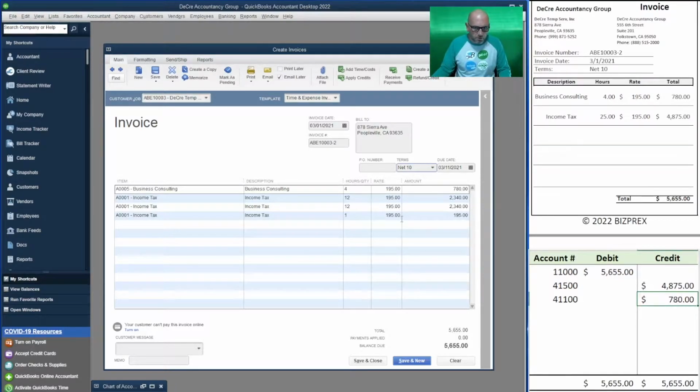So these amounts here, they're credits. So the sum of these three is this credit, 4,875, and this one is a credit to 41,100. They all roll up to 41,000.